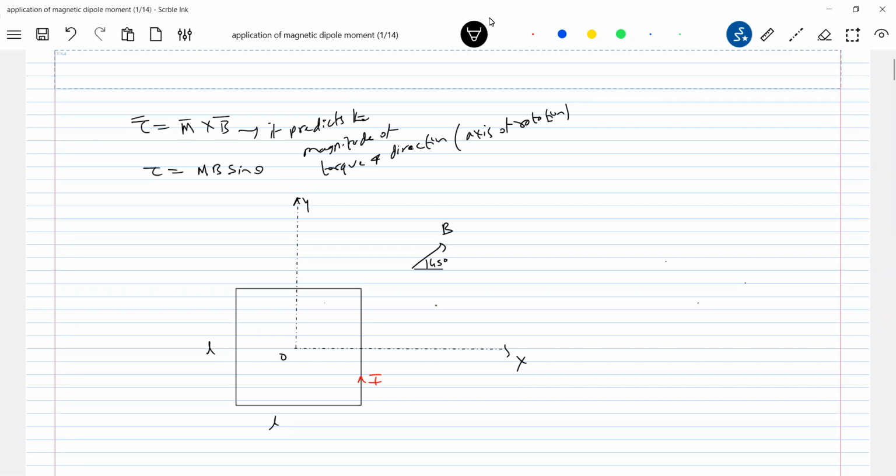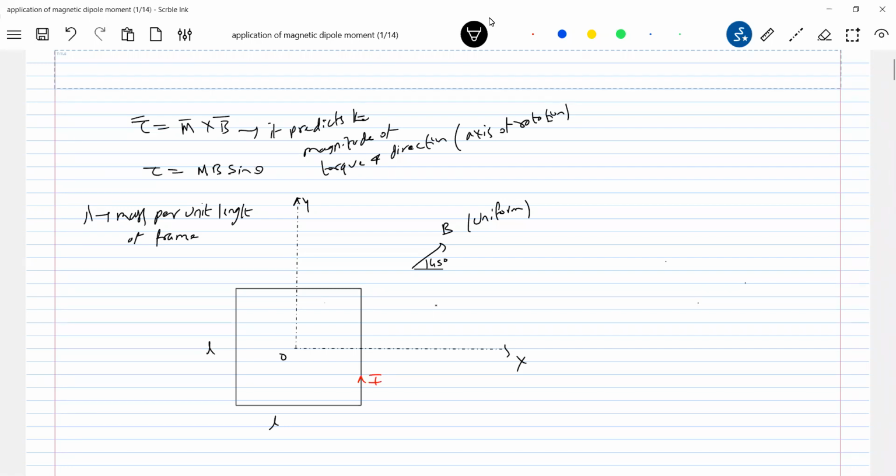There's a current carrying loop of side length L kept in a uniform magnetic field, where the magnetic field is directed to make an angle of 45 degrees. This is uniform. What about the torque acting on it? And let m be the mass, let lambda be the mass per unit length of the frame. We have to calculate the torque acting, and what about the maximum angular velocity of this one here?